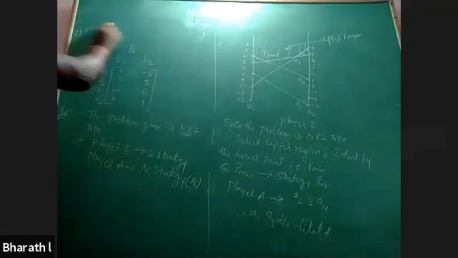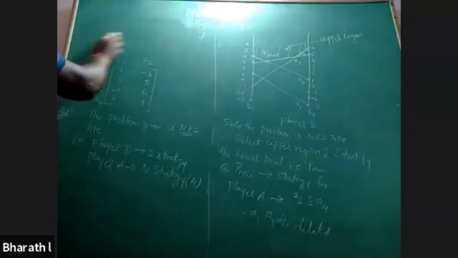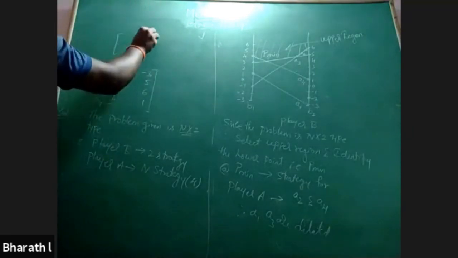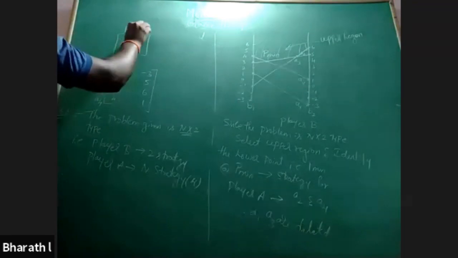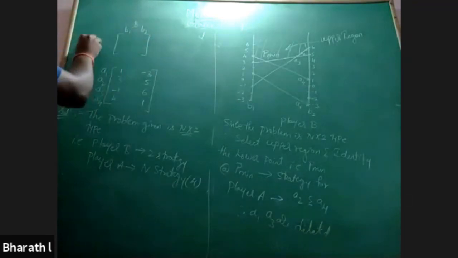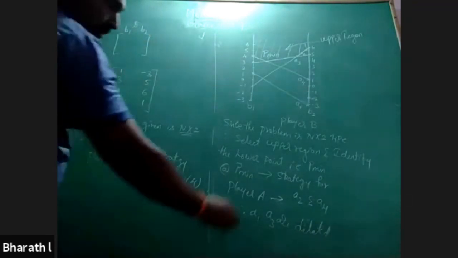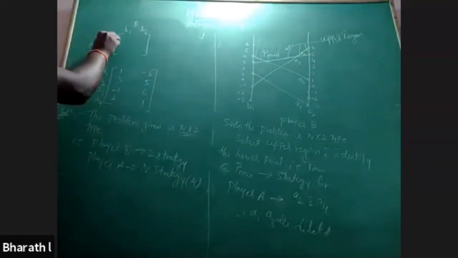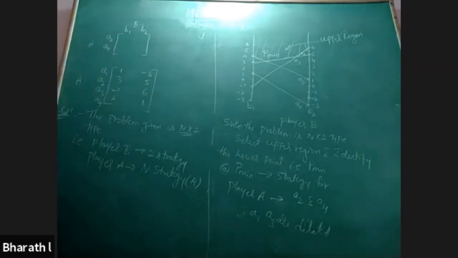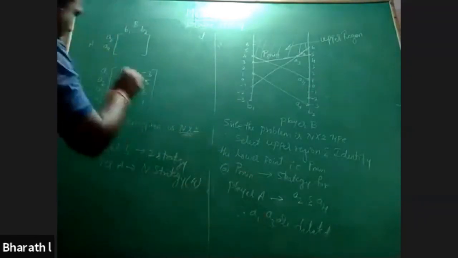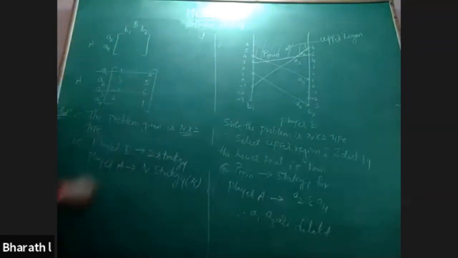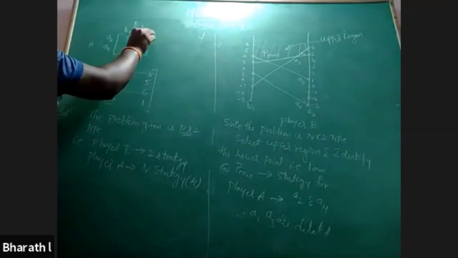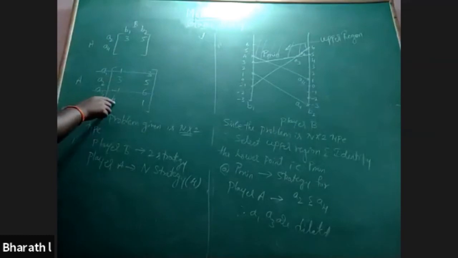Then we will get the order of the matrix. Here you have B1, B2 for player B, and for player A corresponds to P minimum, the strategies left out are A2, A4. We need to delete A1, A3. Corresponds to A2: 3, 5. Corresponds to A4: 4, 1.